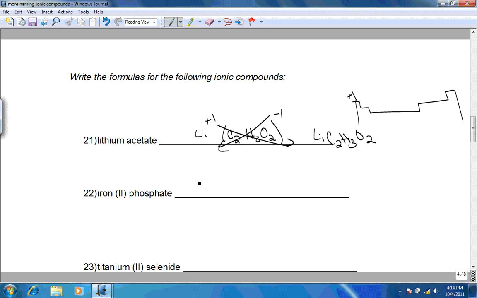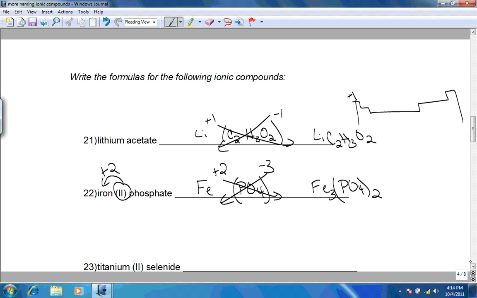Okay, iron, that's Fe, and phosphate is PO4. Right here, that Roman numeral 2 tells us that iron's a +2. Phosphate is a polyatomic ion, it's a -3. So we crisscross those. Becomes Fe3, PO4, 2.